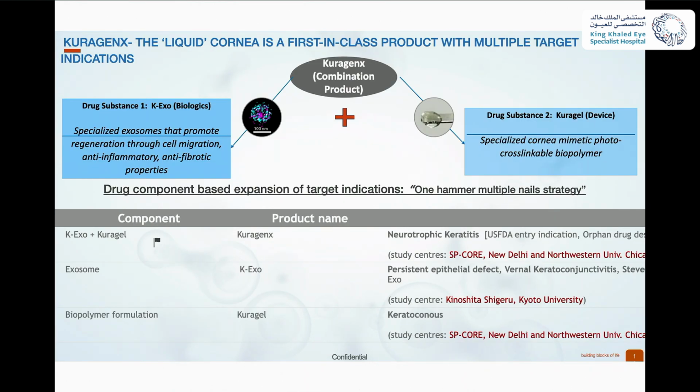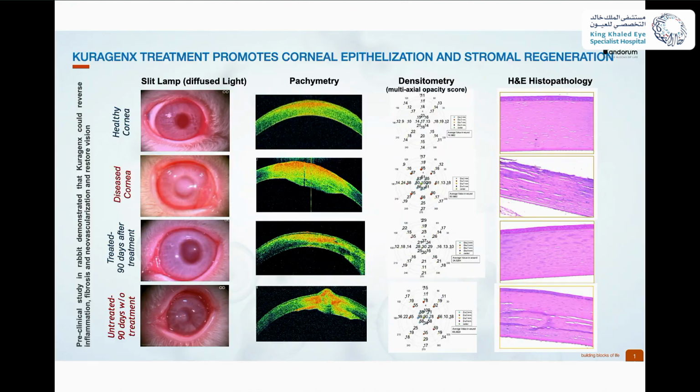And this is the plan that we have: Curagel and KXO. We have a clinical center in the US, Northwestern University, Chicago, ourselves in Delhi, and then Professor Kinasota in Japan. So we are going to do different studies in different centers.